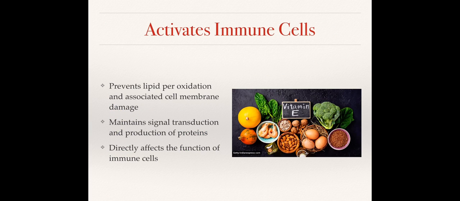Let's go ahead and get a little more technical. Vitamin E prevents lipid peroxidation and associated cell membrane damage. It maintains signal transduction and production of proteins. Remember, it signals and lets the body know when it's under attack. So it directly affects the function of immune cells.